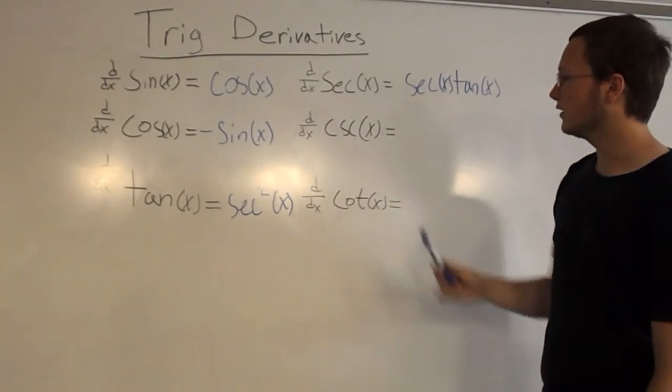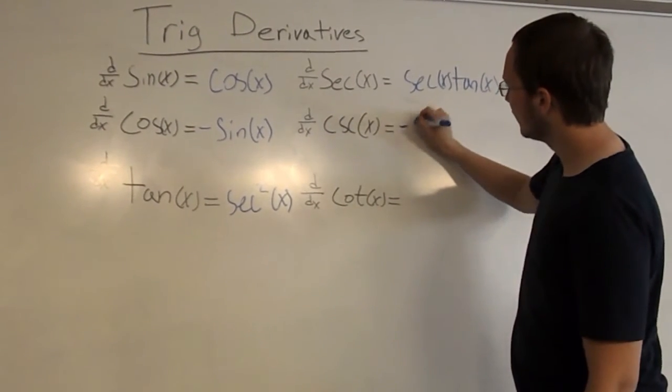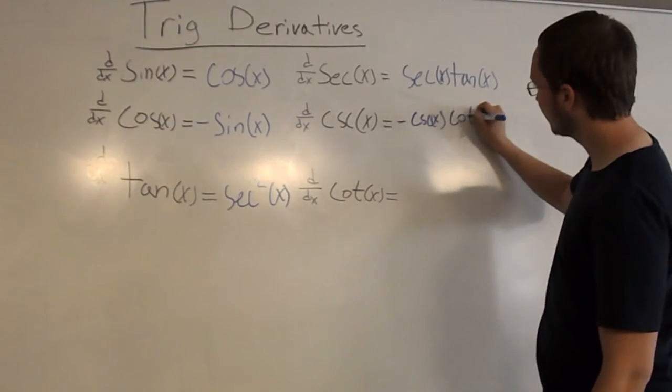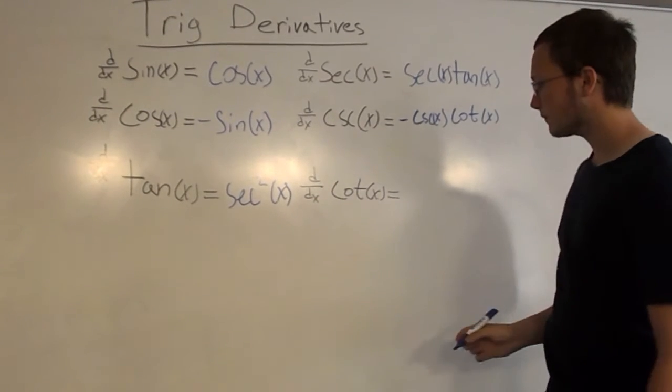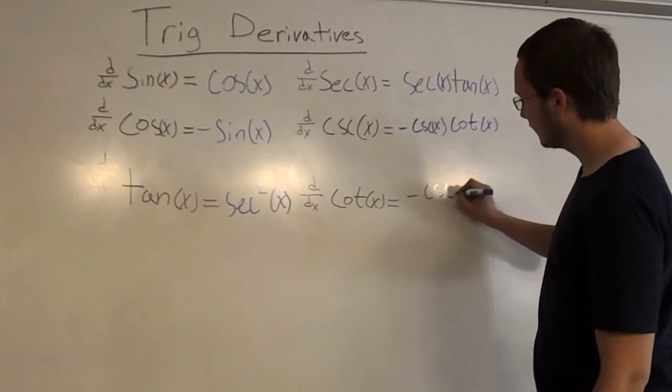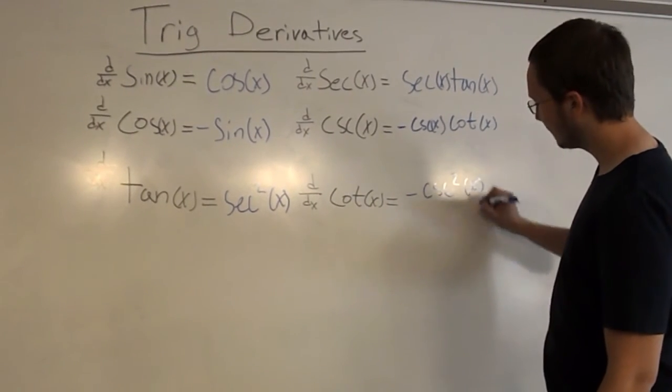The derivative of the cosecant of x is the negative cosecant cotangent. And the derivative of the cotangent is the negative cosecant squared of x.